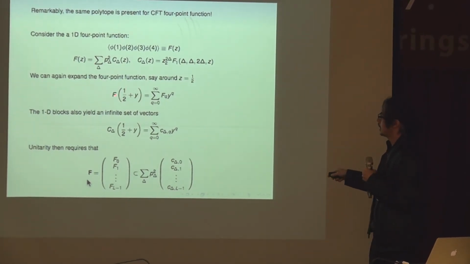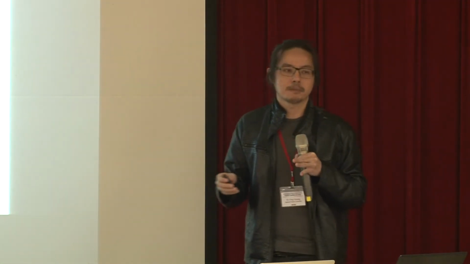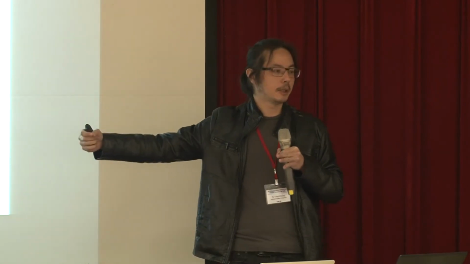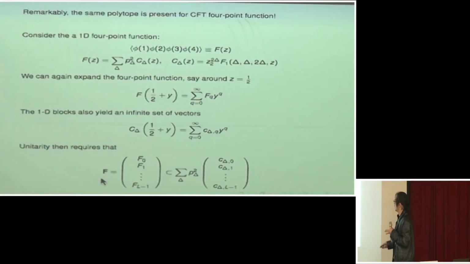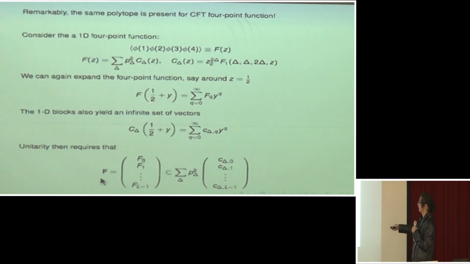Let me expand it in terms of the cross ratio, around 1/2, the symmetric point. Then my 4-point function is encoded in an infinite series of coefficients, each at a particular order in y. So my 4-point function is basically, again, a point in some finite dimensional space if I truncate this y. On the right-hand side, I can also expand the conformal block, which also has an infinite expansion. And so unitarity is telling you that this 4-point function vector has to sit in the convex hull of the conformal block vectors, coming from expanding the conformal blocks around this symmetric point.